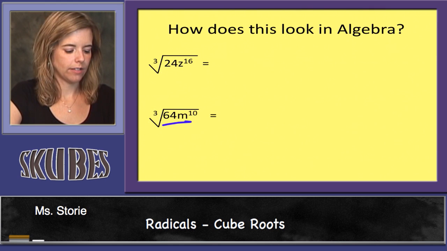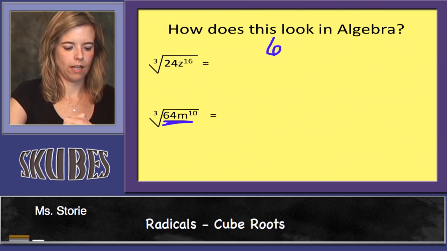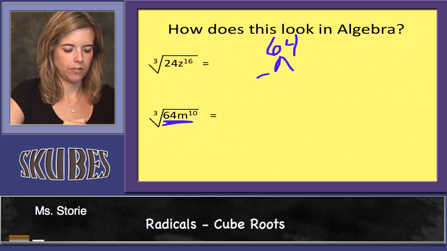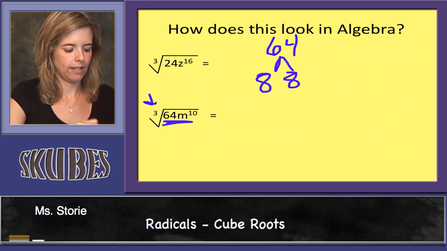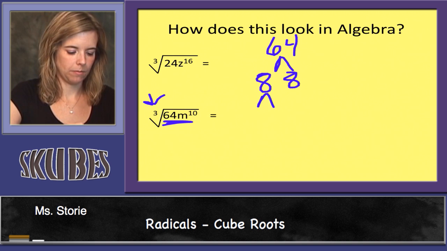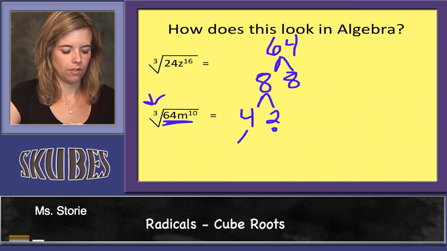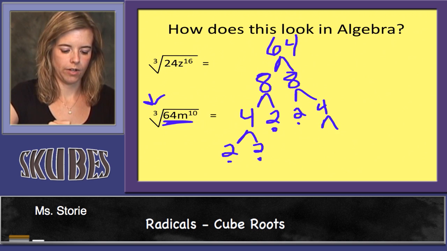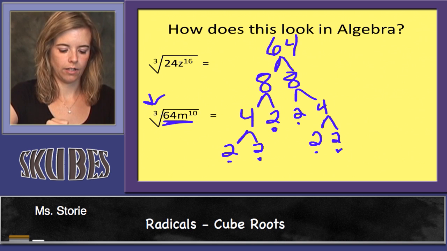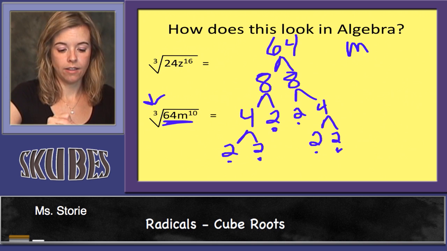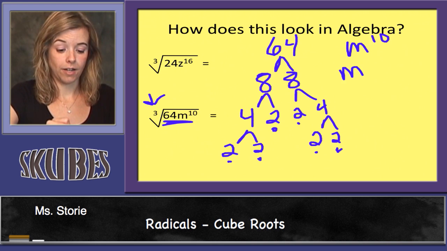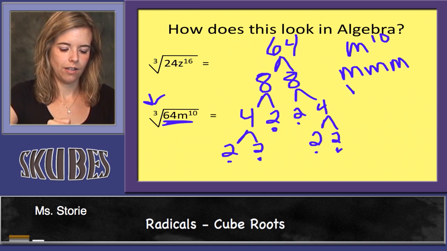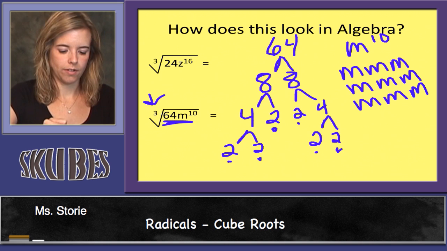Okay, so let's look at the very last one. I've got 64 m to the 10th. I know 64 is a perfect square, it's 8 times 8. But our index says look for groupings of 3, so I've got to keep breaking them down. 4 times 2 and 2 times 2, and I found primes. It's going to be the same thing over here: 2, 4, and then break down 4 again. So we've got a lot of 2's. And then we've got m to the 10th. At least it's not to the 16th. Let's write it all out. 3, 4, 5, 6, 7, 8, 9, and then one more is 10.